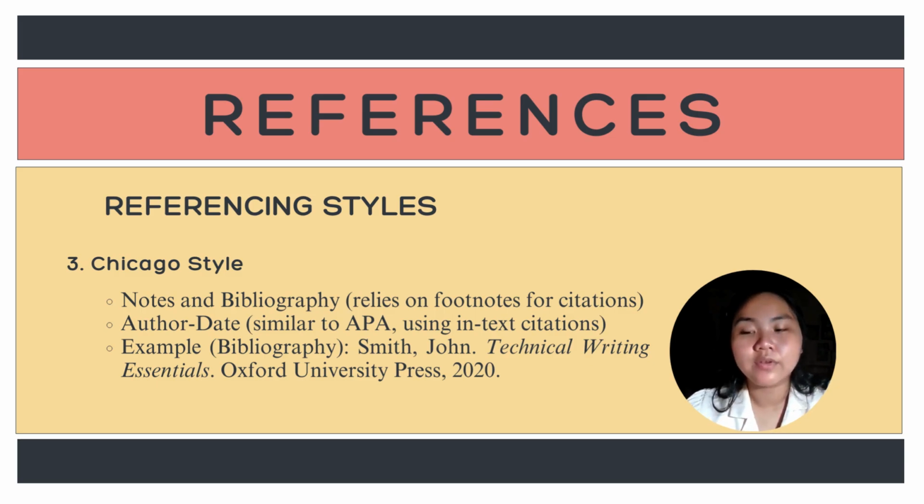The third one we have here is the Chicago style for the referencing style. These are commonly used in history and business with two variations: the notes and bibliography, or the author date citation system. For the in-text citation, we have a format of author and then the date, or author and then the year rather. And for the bibliography format, we have here an example, as you can see on the screen.